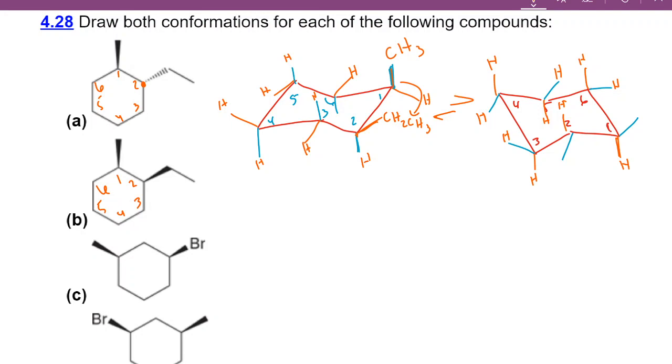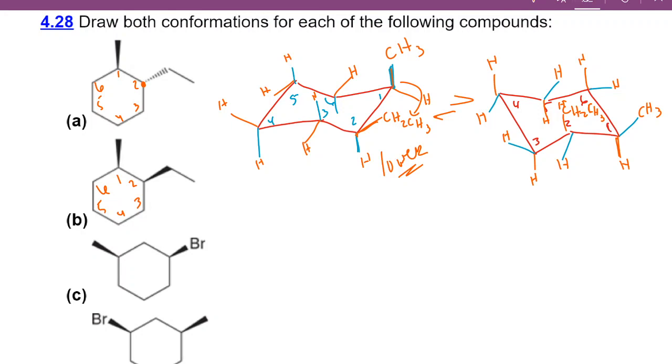When we do a ring flip, our methyl group that was axial up is now equatorial up, and our ethyl group that was equatorial up is now axial up, so it's going to be over here. Having an ethyl group axial versus equatorial is worse, so this is going to be the lower energy conformation. We want our larger group, the ethyl group, to be equatorial.